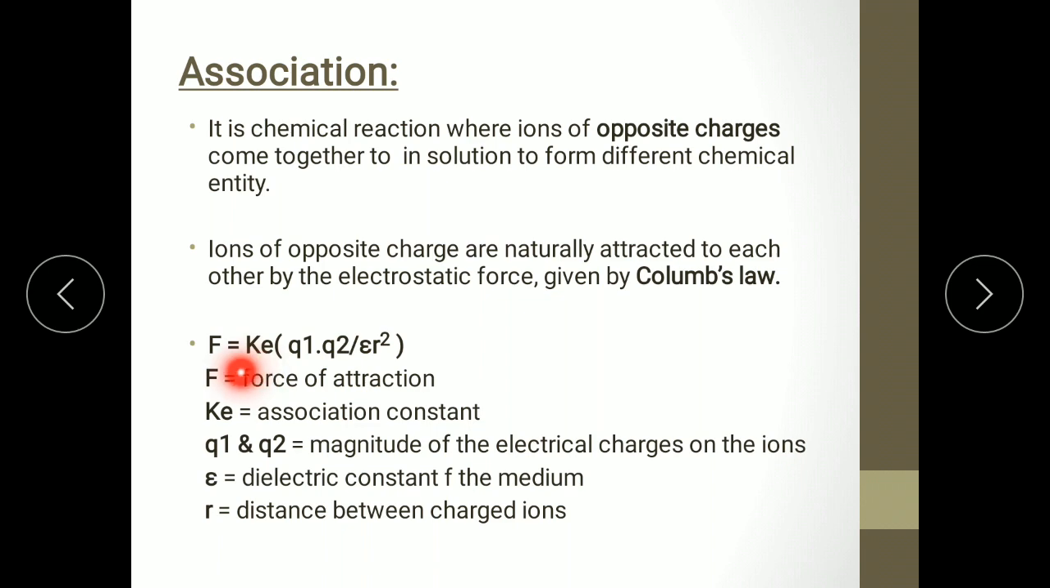Now Coulomb's law is F equal to K into Q1 into Q2 divided by epsilon r square, where F is the force of attraction, K is the association constant, Q1 and Q2 are the magnitude of electrical charges on the ions, epsilon is the dielectric constant of the medium, whereas r is the distance between charged ions. जो भी अपोजिट चार्ज आयन उस सिस्टम में रहते हैं, जो naturally attracted with by the electrostatic force, their strength or force of attraction is given by the Coulomb's law.